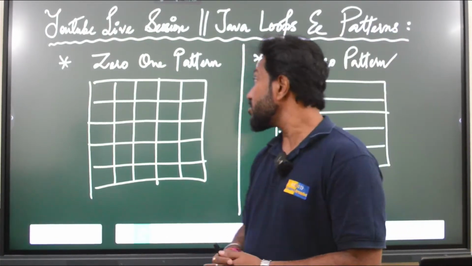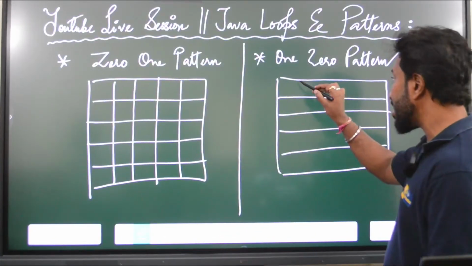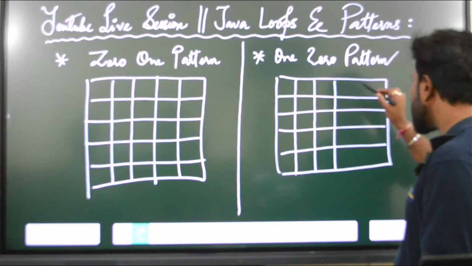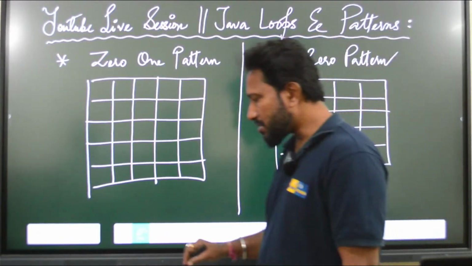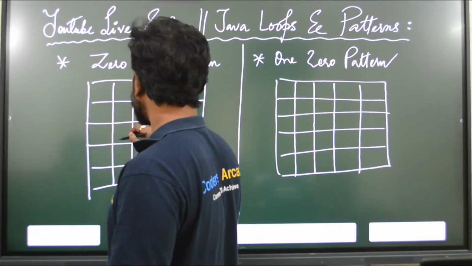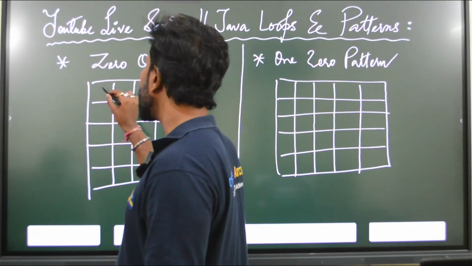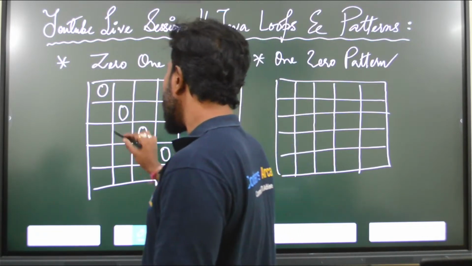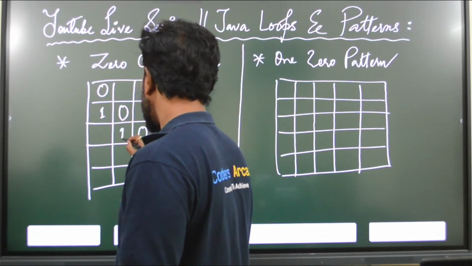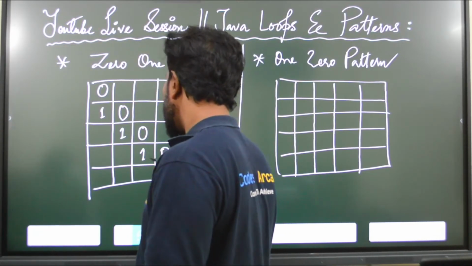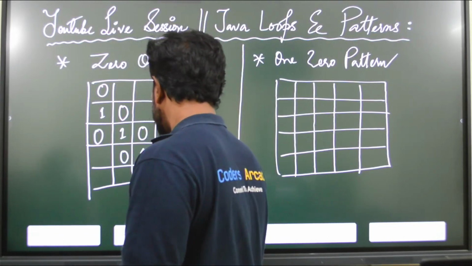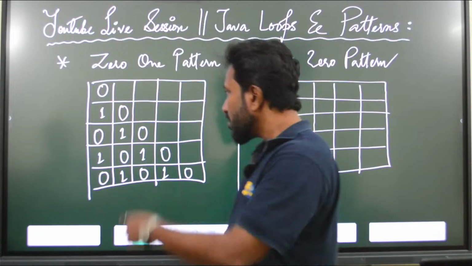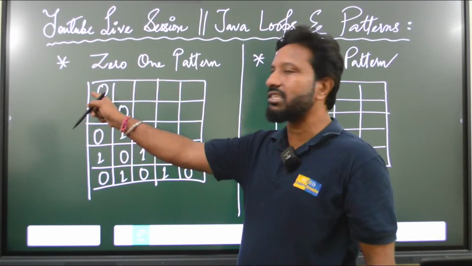Okay, so let me draw the diagram now. This one is called the 0-1 pattern. So we'll start with a 0 like this. 0, 0, 0, 1, 1 and 0. This is the 0-1 pattern because it starts from 0.